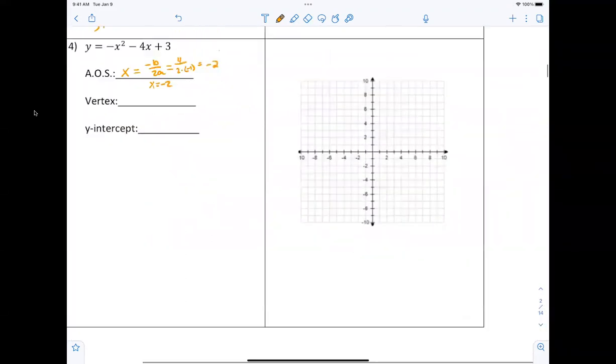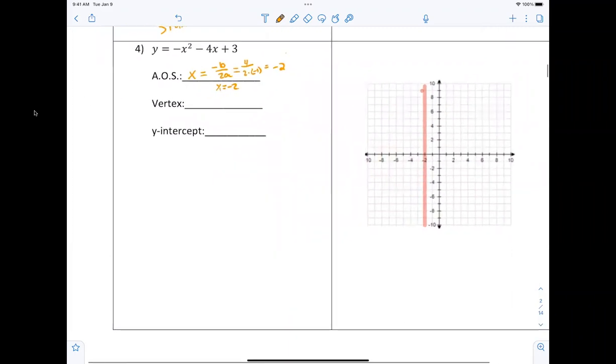So let's just draw our axis of symmetry, X equals -2. You can draw dotted lines if you want. So how do you think I find the vertex? What am I supposed to do? We don't know where it's located. Yeah, you plug in -2. So I need to find f of -2. That just means I plug it in.